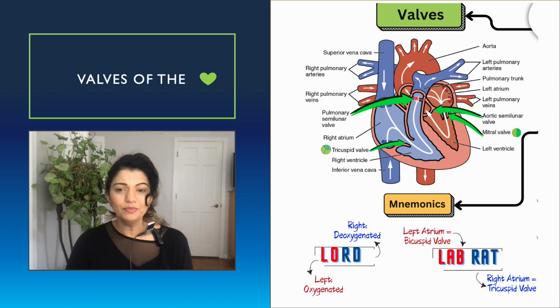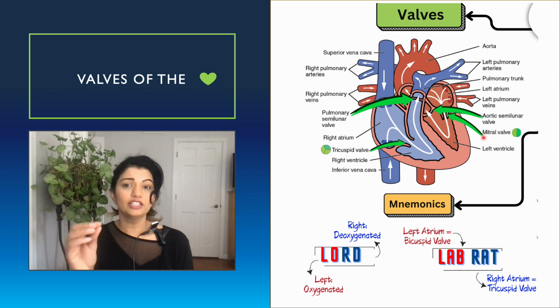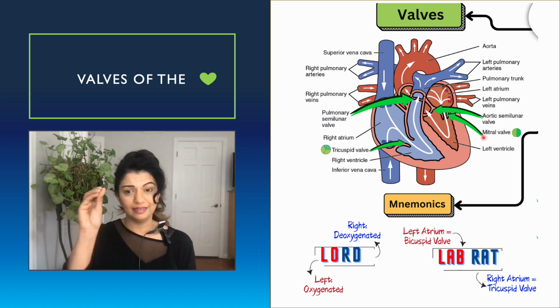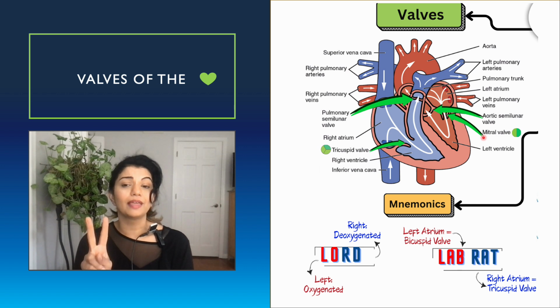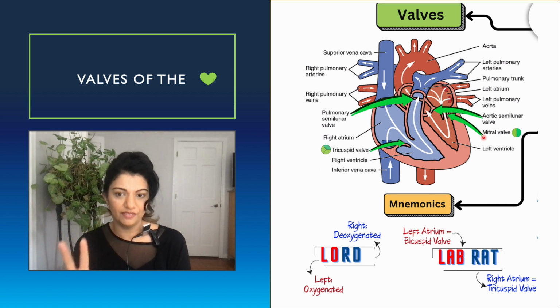Okay, and then we want to shift on to the left side of the heart where we'll find the mitral valve or the bicuspid valve, which is located between the left atrium and left ventricle, and this has 2 flaps. It's actually also called the bicuspid valve.